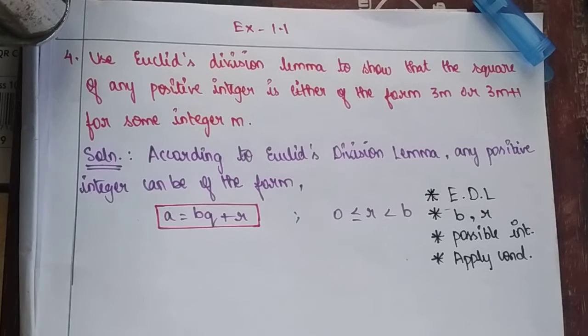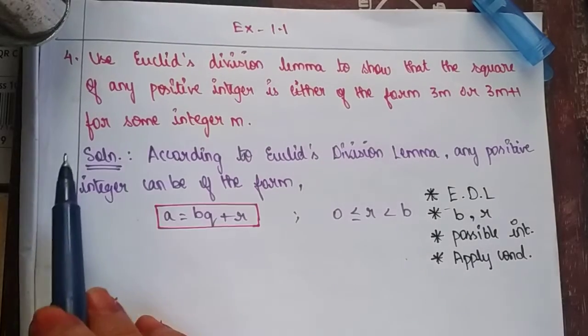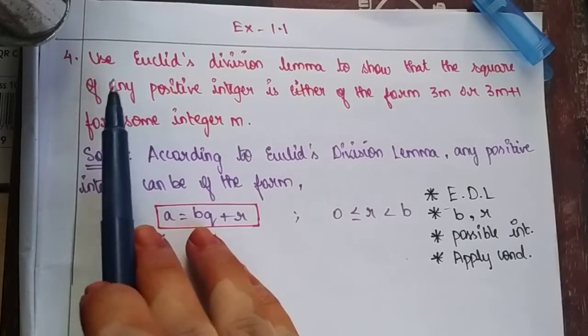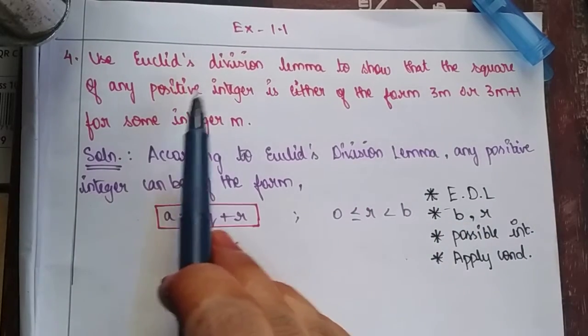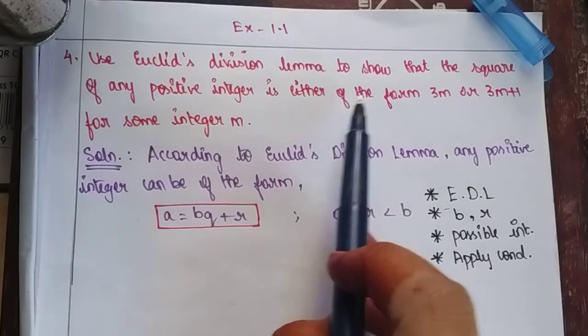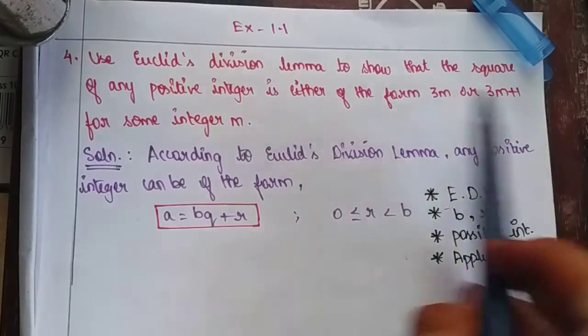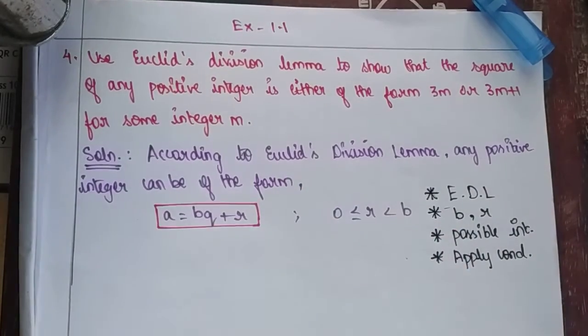Hi friends, today we are going to see chapter 1 real numbers exercise 1.1 question number 4. The question is: use Euclid's division lemma to show that the square of any positive integer is either of the form 3m or 3m plus 1 for some integer m.